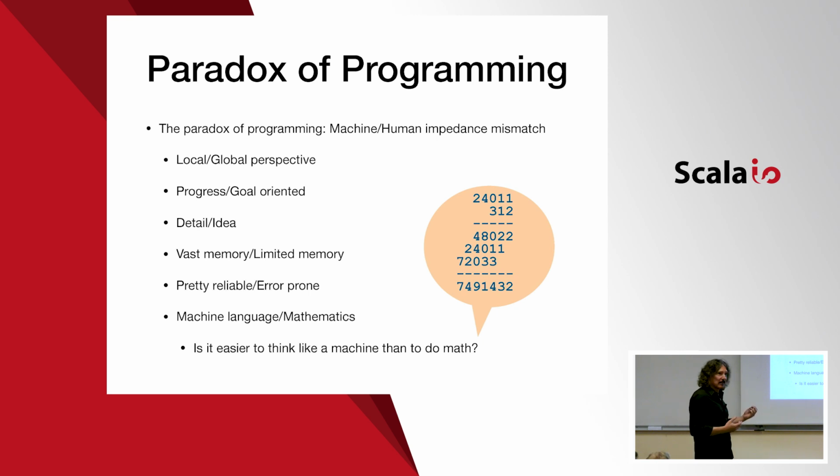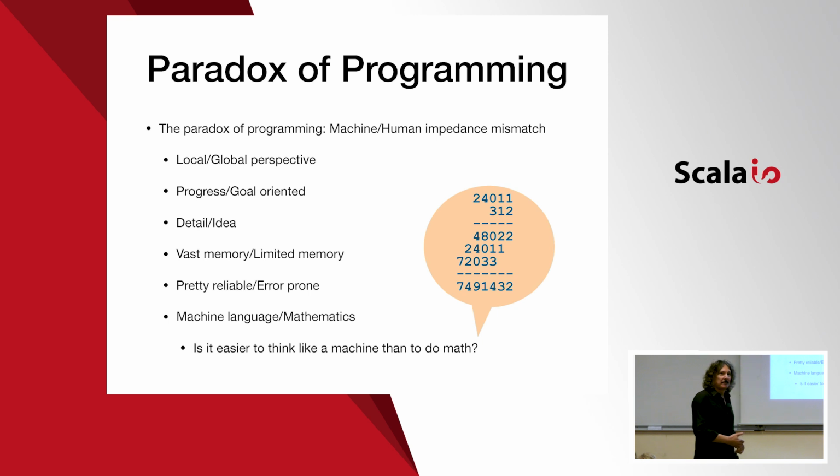Computers are very detail-oriented, whereas we operate with ideas. We have these abstractions. We have ideas. We try to convey these ideas to the computer so that it can be executed in some way.